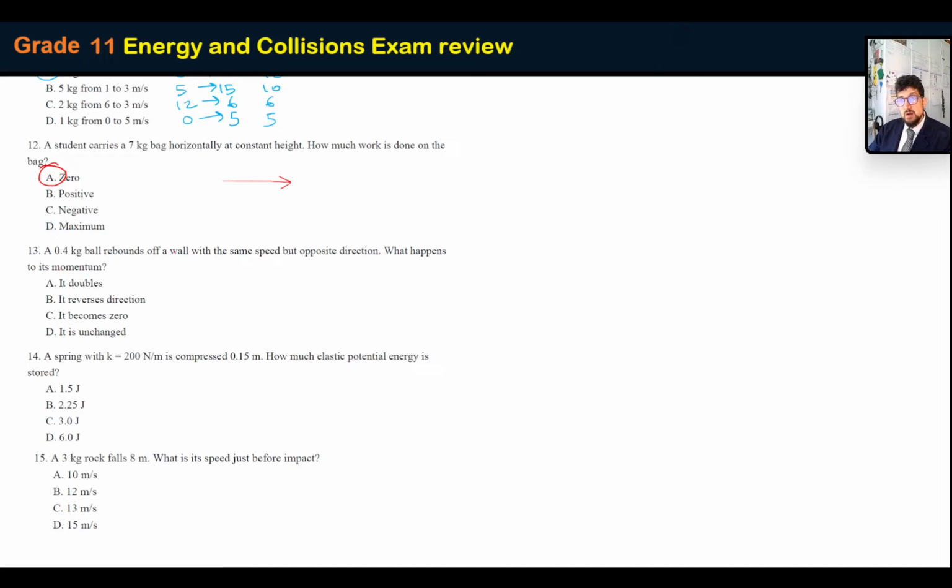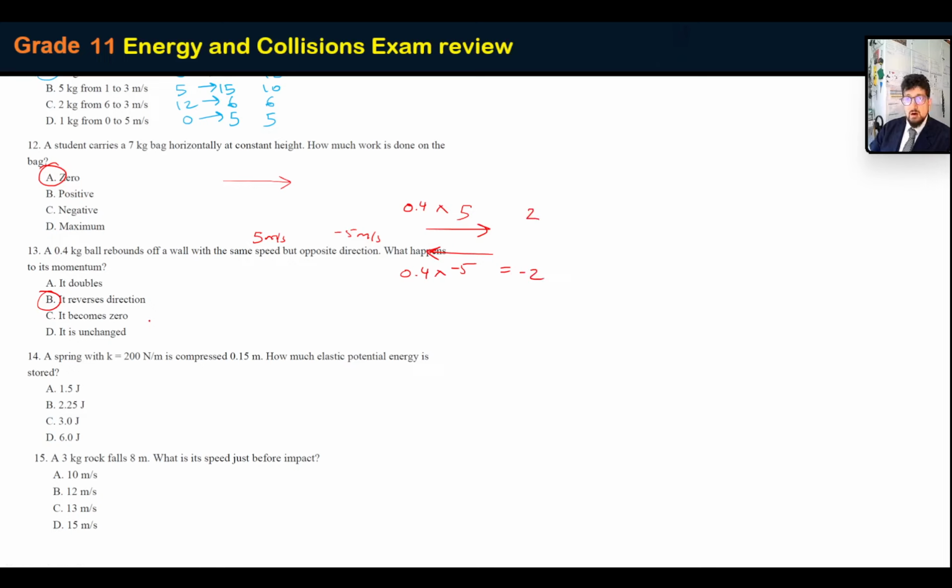A 0.4 kilogram, I'm still going to use red. A 0.4 kilogram ball rebounds off a wall with the same speed but opposite direction. What happens to its momentum? Same speed, opposite direction. It reverses direction. Let's assume, for example, the speed is 5 meters per second, and when it rebounds, negative 5 meters per second. So it went at 5 and came back at negative 5. Then what happens to the momentum? 0.4 times 5, and here it's 0.4 times negative 5. So obviously this is going to be 2, while this is going to be negative 2. So it just reverses direction.